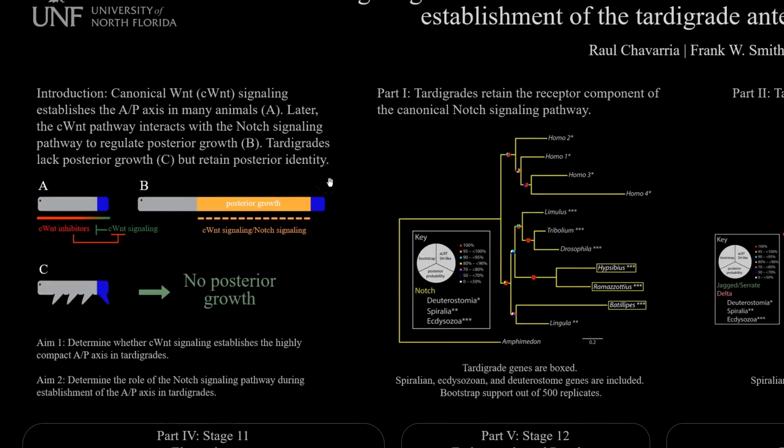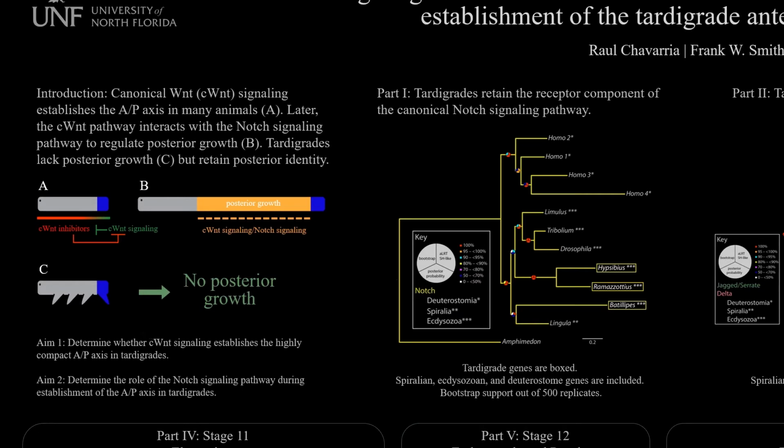In many animals, the canonical Wnt signaling pathway establishes the AP axis during early development. Later, this pathway interacts with the Notch signaling pathway to give rise to a mid-trunk region through a process called posterior growth. However, tardigrades lack posterior growth and the mid-trunk region that develops through this process while still retaining posterior identity. This suggests that tardigrades have a secondarily simplified AP axis.